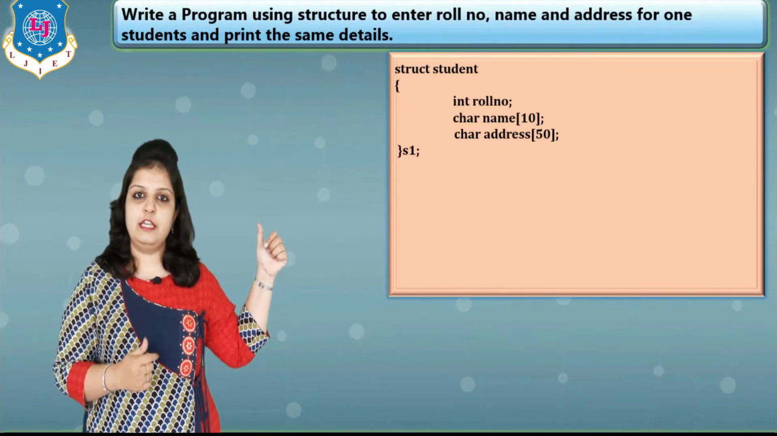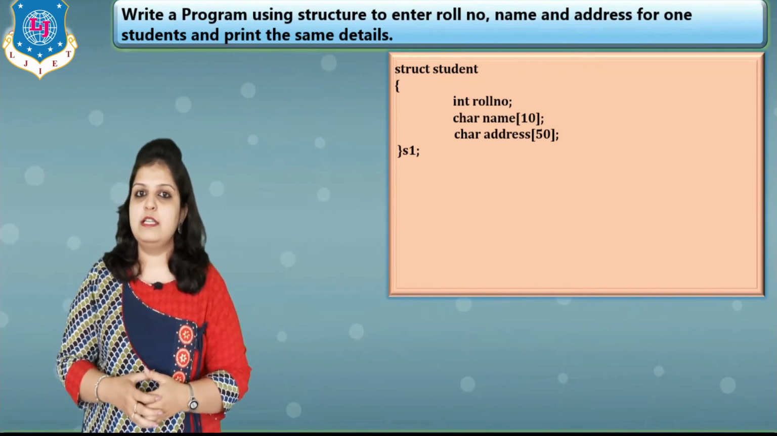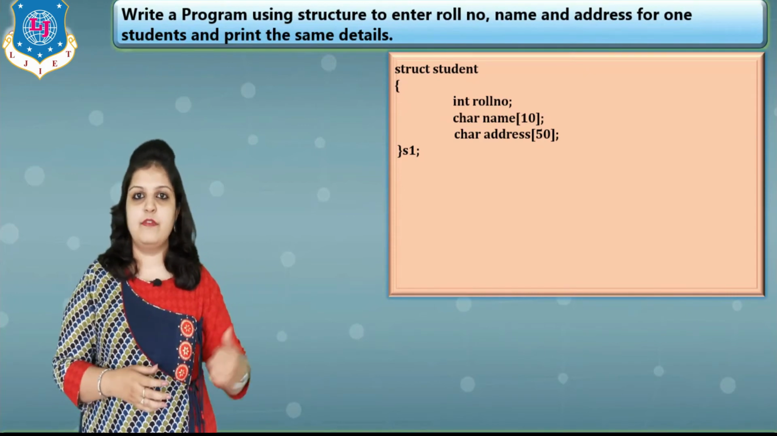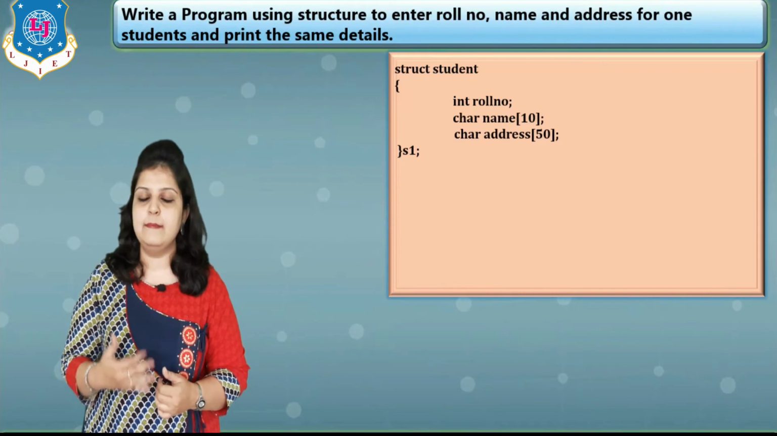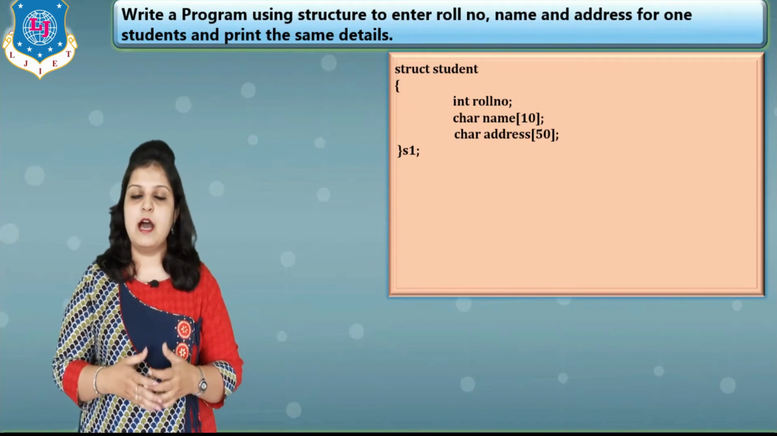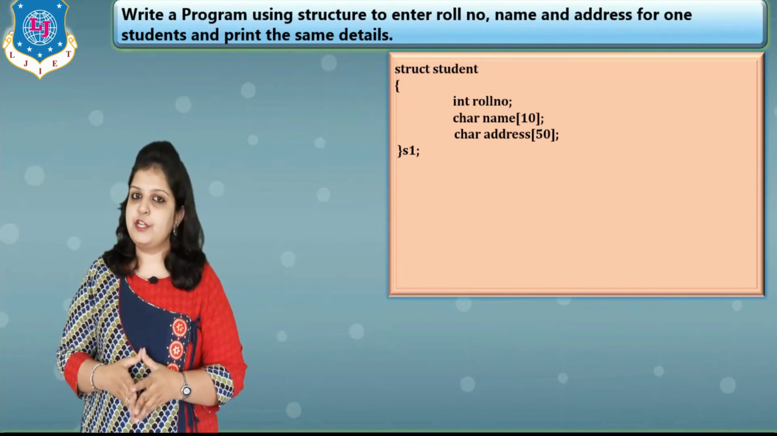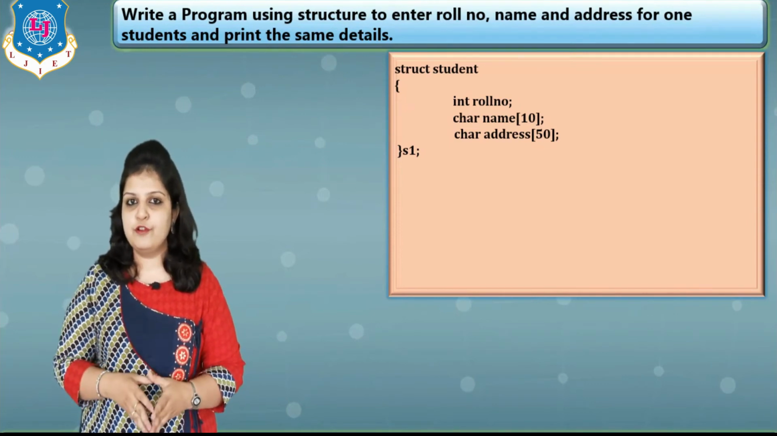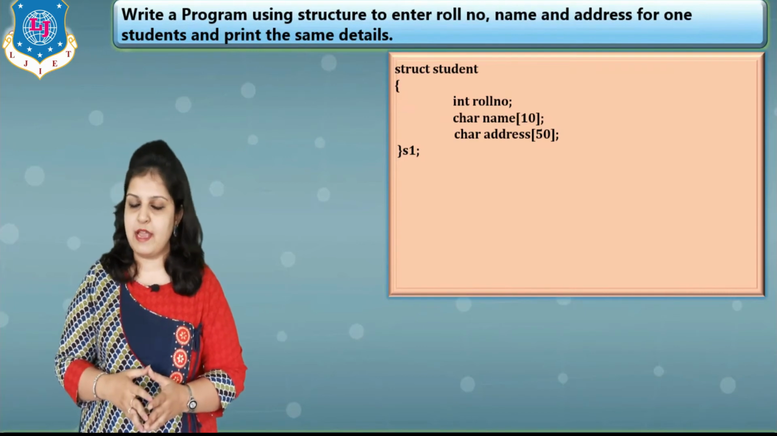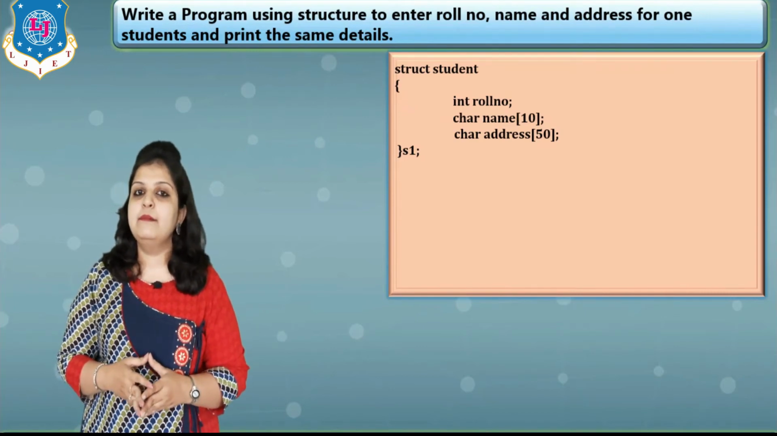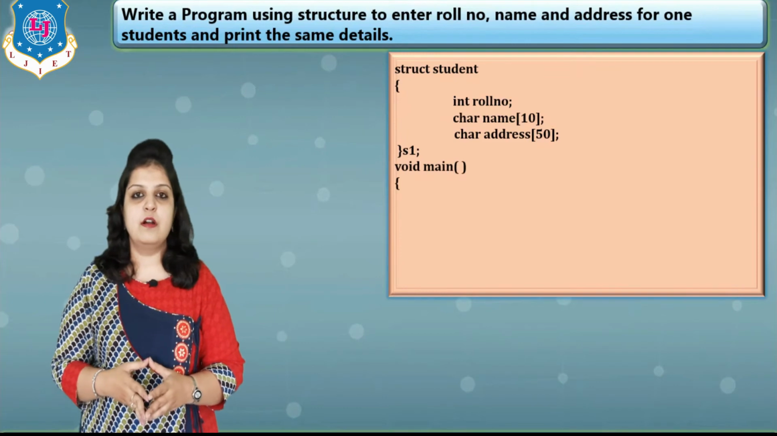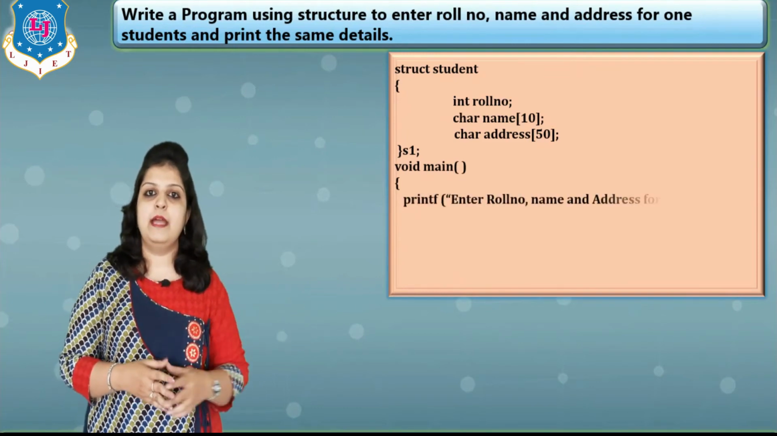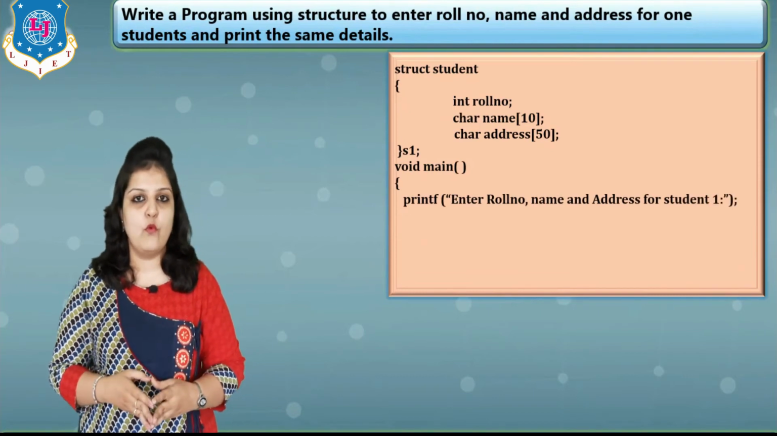So struct is a keyword, then after that student is our structure name, and in the curly brackets 3 members are present. First is roll number, second is name and third is address. Now S1 is our structure variable, and here I am declaring only one structure variable. Why? Because I want to store for only one student. Now write the main function, and in the main function first of all I am using printf: enter roll number, name and address of student 1.